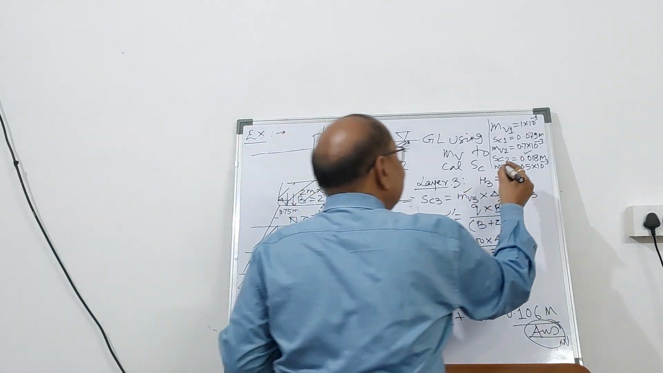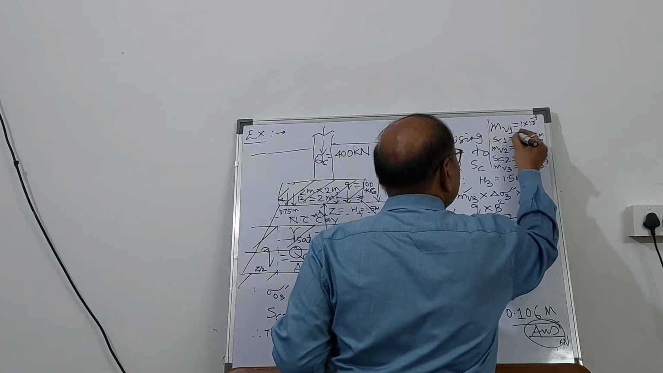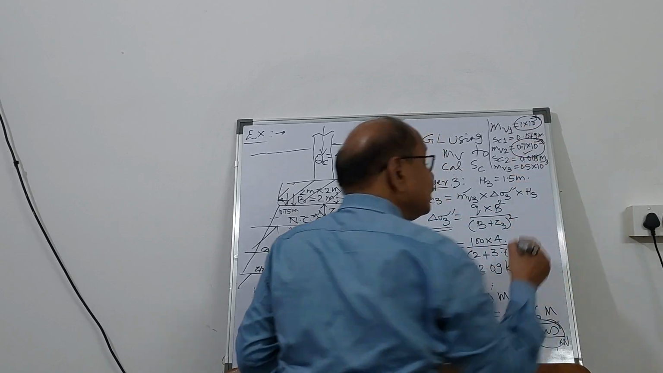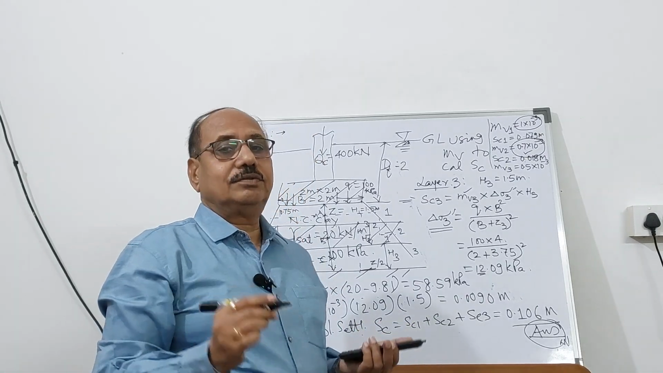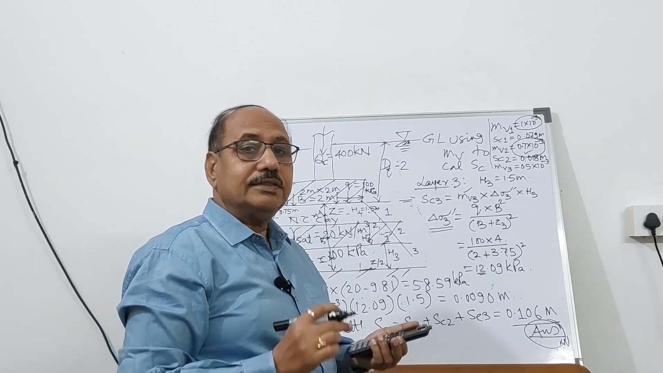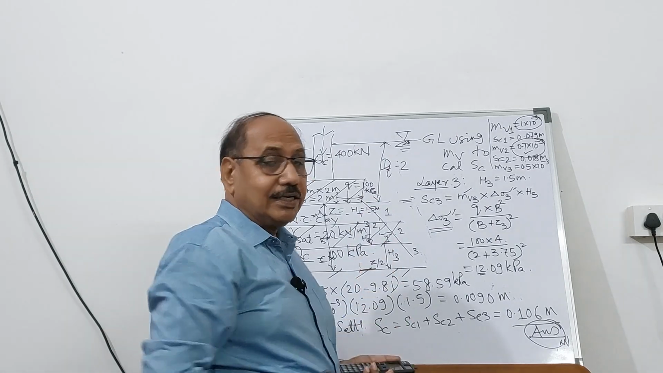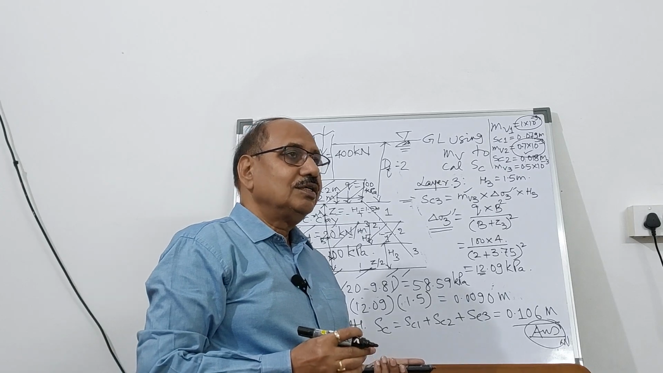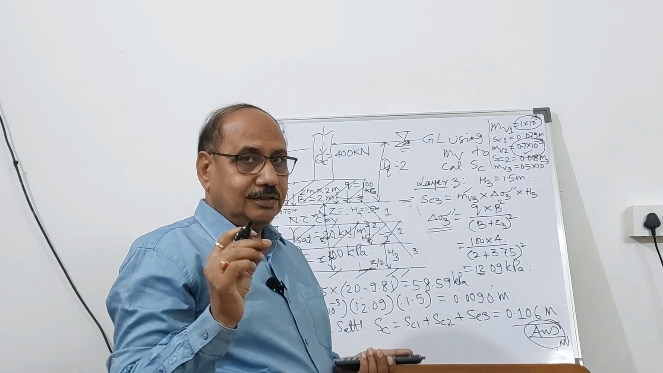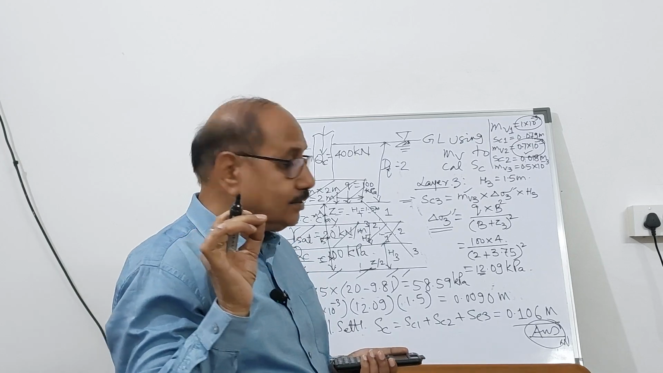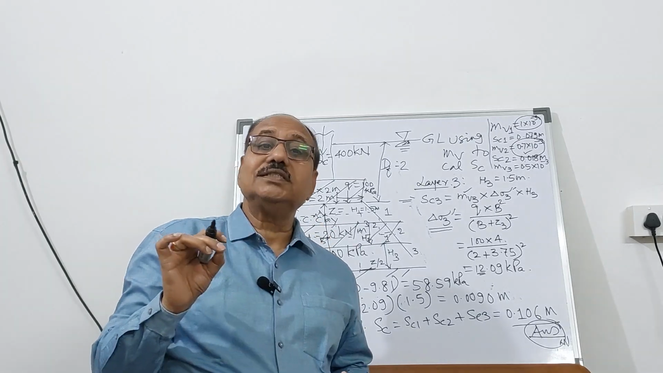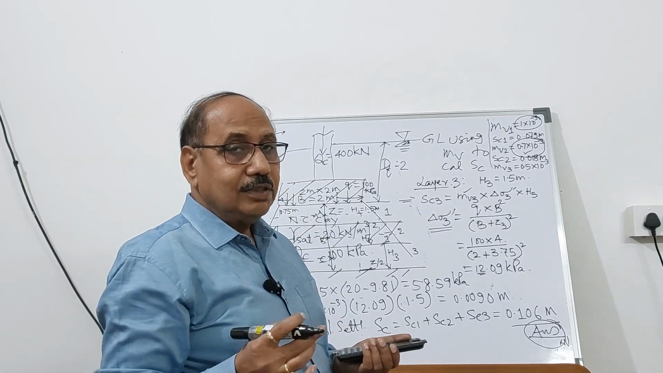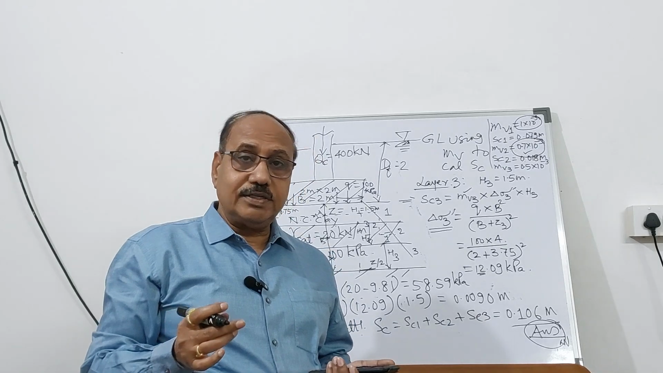But MV doesn't have any unique value. For layer 1, it is this value. For layer 2, it is this value, because it is related to the pressure range, and therefore you will have to calculate like this. So with this example, I have been able to drive this point home to your mind, the difference between CC and MV, and how to calculate the consolidation settlement using the coefficient of volume compressibility. Thank you very much.